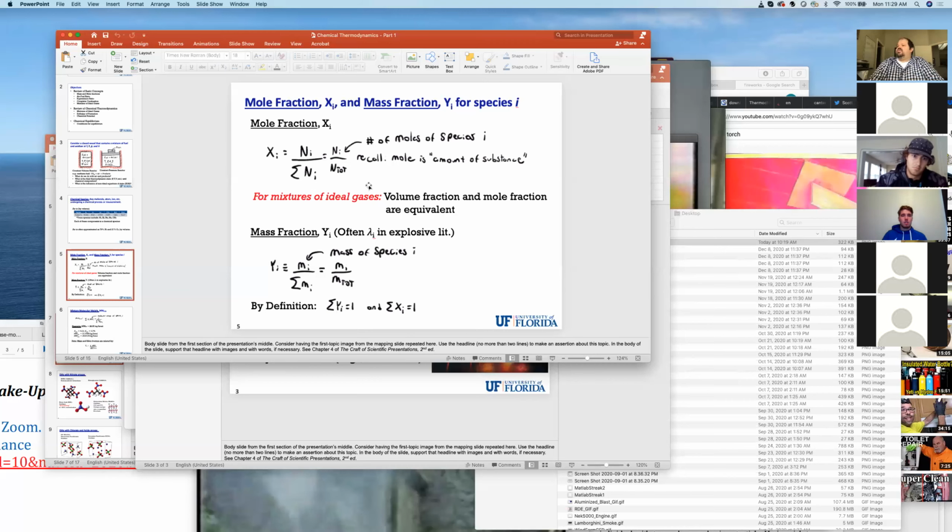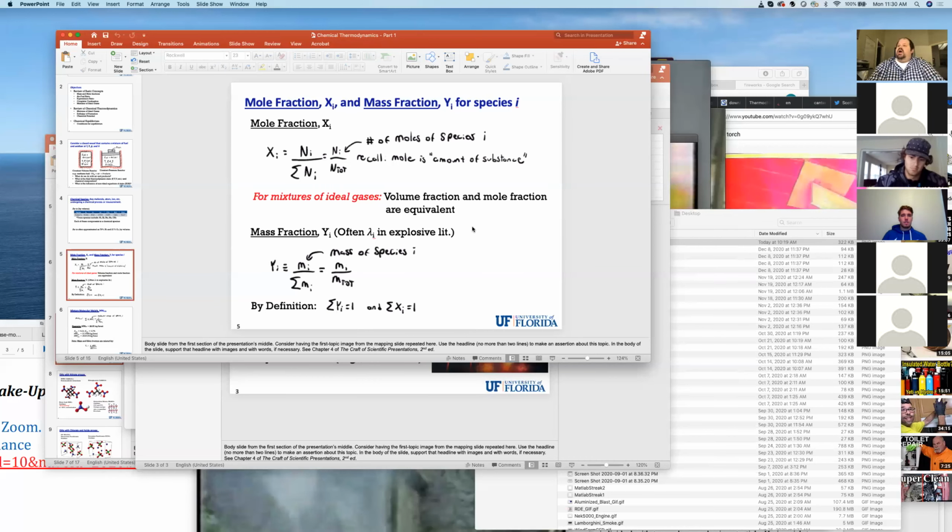This is just a basic definition, and it holds for real gases and ideal gases. Now note, this is important: for mixtures of ideal gases and ideal gases only, volume fraction and mole fraction are equivalent. They are the same thing. I'm not going to prove that in this class. I did in the previous combustion class, but just take note that that is only for mixtures of ideal gases. If you use a real gas equation of state, or you have particles in the mixture, that is no longer true.